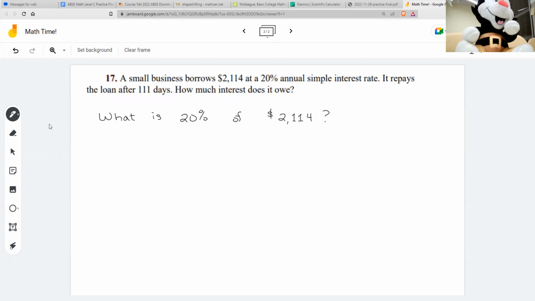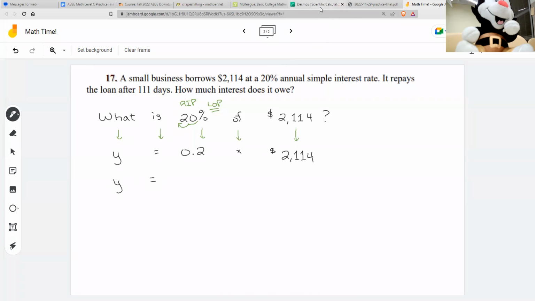So how do we do this? We translate it. What becomes our letter? Is becomes equals. We will write 20%. Are we going in or out of percent? Out. Yeah. So what becomes y is becomes equals, this becomes 0.2 because of the rule for going out of percent, multiply 2,114.